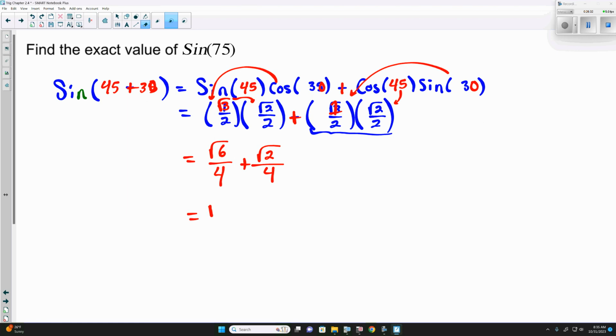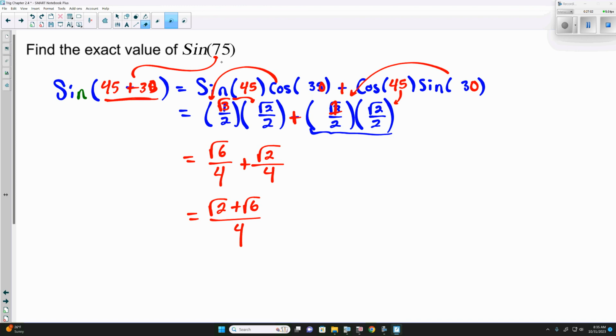Well, I can add two things in any order. We get back to the same answer. So it doesn't matter which ones we use, we just got to make sure that these add up to be 75 degrees. Does that make sense? Questions on any of this here?